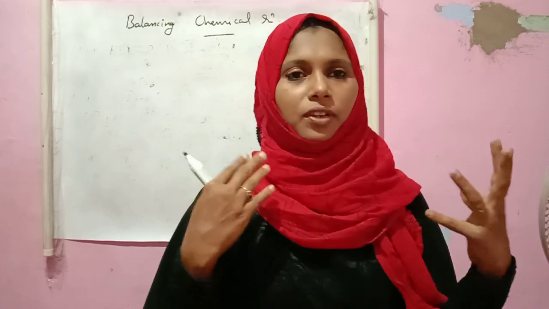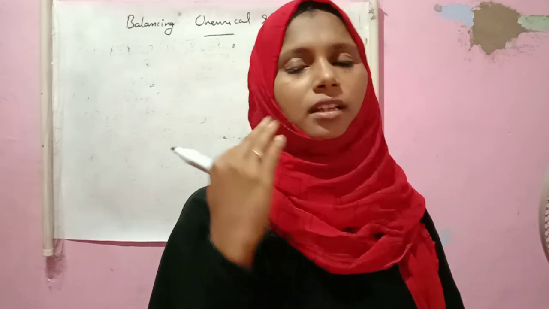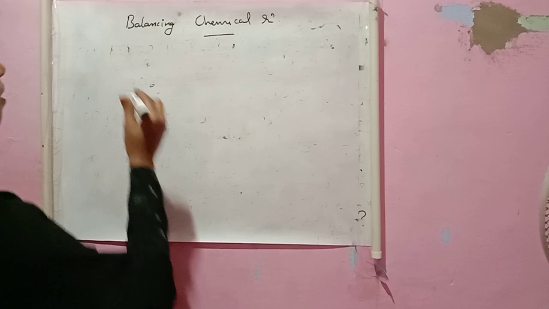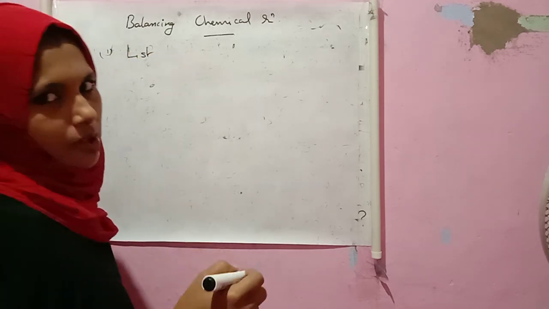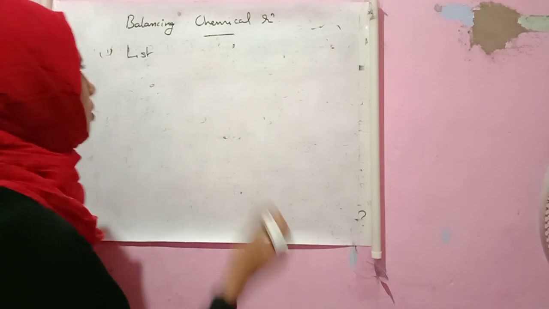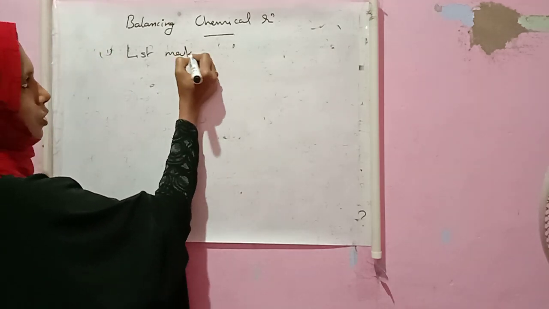Today we are going to study how to balance a chemical reaction. For that we need three rules. To balance any chemical reaction we need three rules, and the first one is to make a list of the number of atoms participating in this reaction. List making.